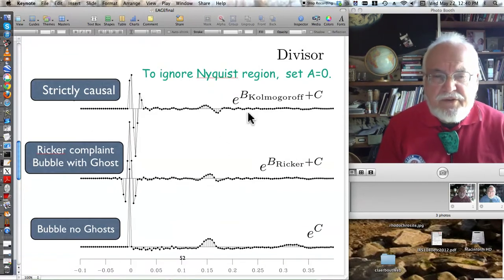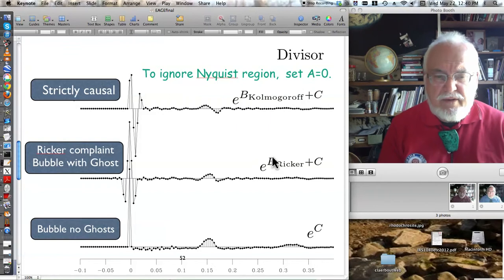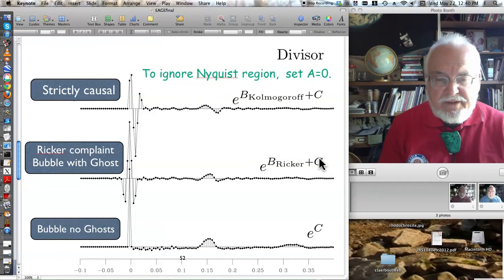Okay, so this is the strictly causal. This is what you might call the industry standard, right on top. Now, if we monkeyed around with B, we get the Ricker-compliant wave deconvolution. That's this one. Divide this one out of the data. And if you'd like to see the bubble with no ghosts, you simply divide by C. Forget about both A and B. Nice bubbles.